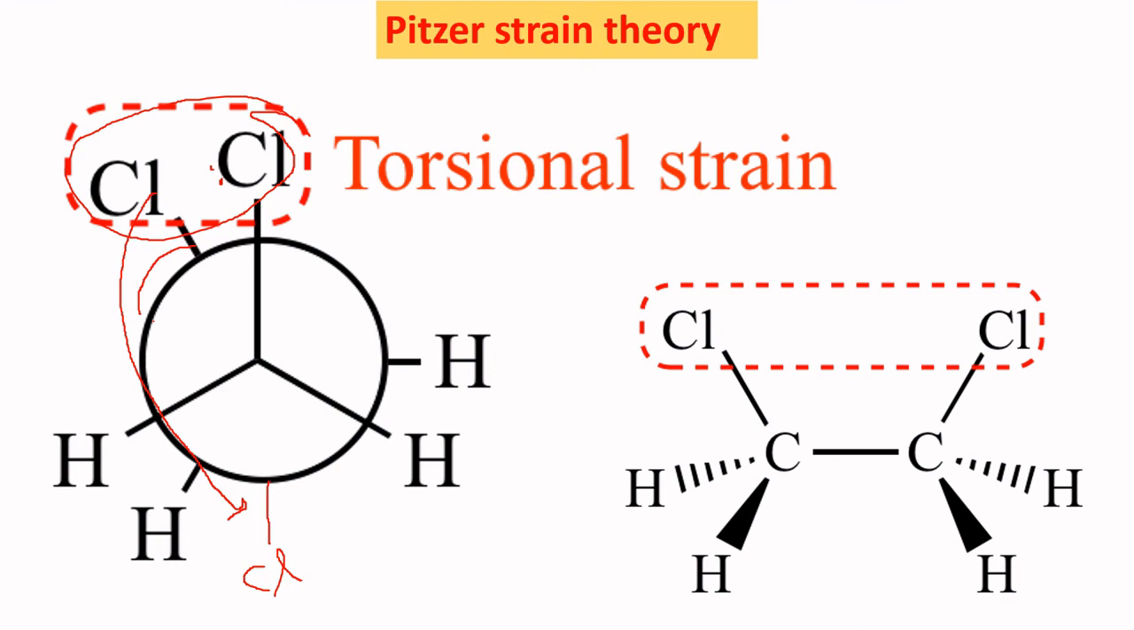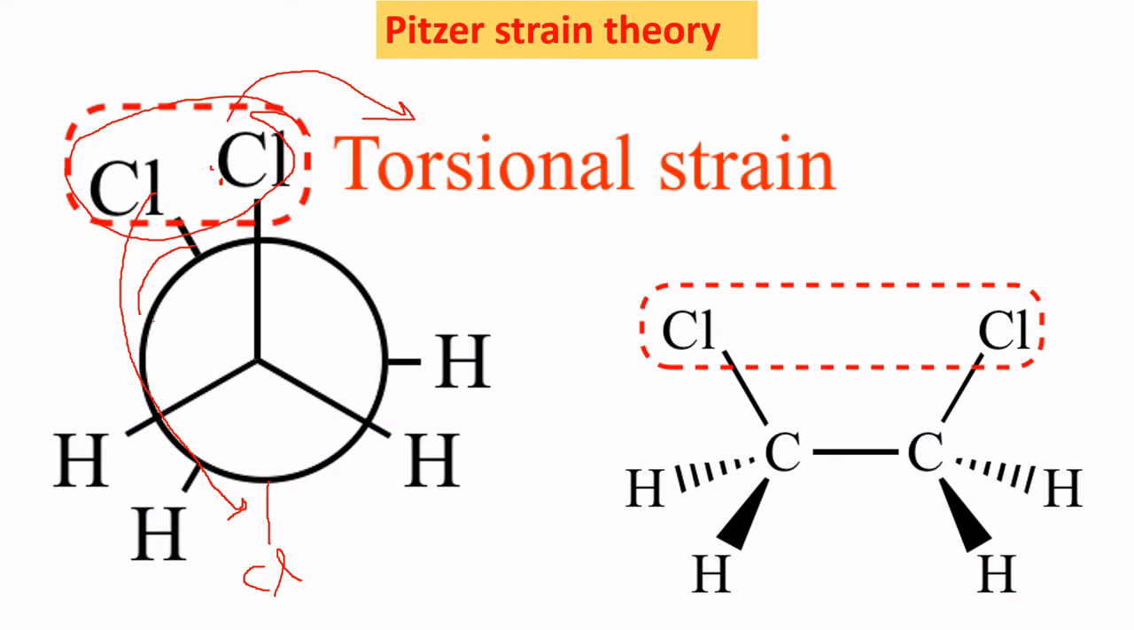Whenever this position has occurred, the compound has a strain. Why is there a strain? Because these chlorine atoms will be trying to repel each other, and this strain is known as torsional strain or Pitzer strain. In this case, the chlorine atoms are exactly behind each other, so there is repulsion between them, and because of that repulsion, the strain called Pitzer strain happens.